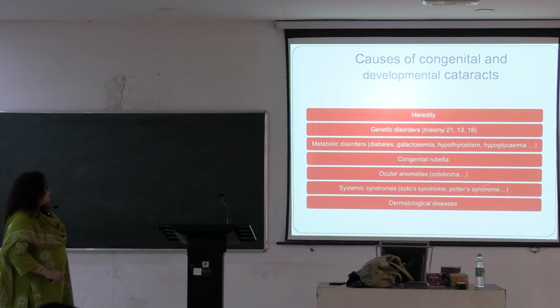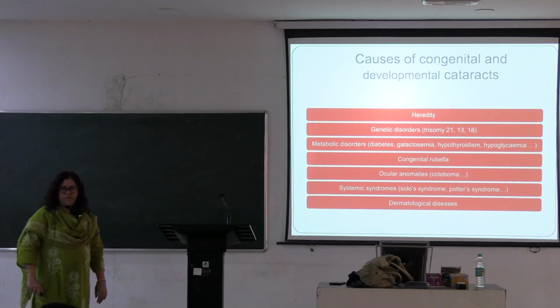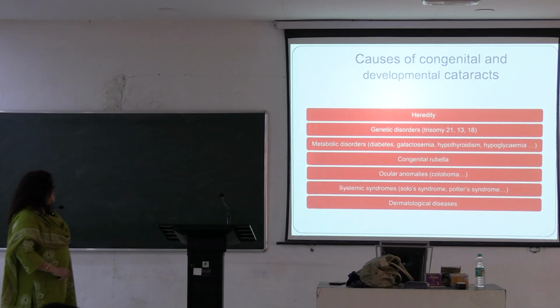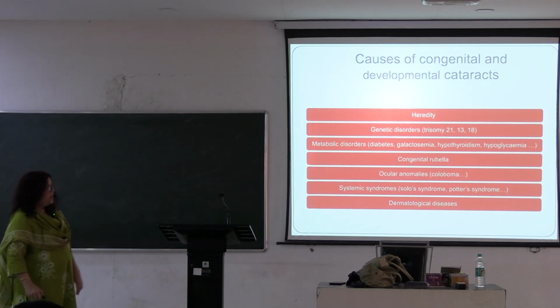Then in the pregnancy period, when the lady is suffering from rubella infection, that is also a cause of congenital cataract. Then ocular anomalies. I have already told about anomalies like coloboma, where part of the tissue is absent, that is coloboma of iris, coloboma of choroid, coloboma of lens. It is also associated with cataract, that is called ocular anomalies.